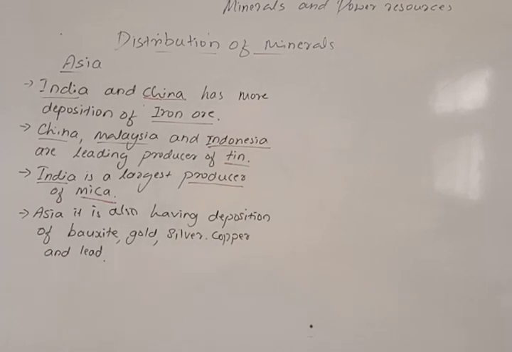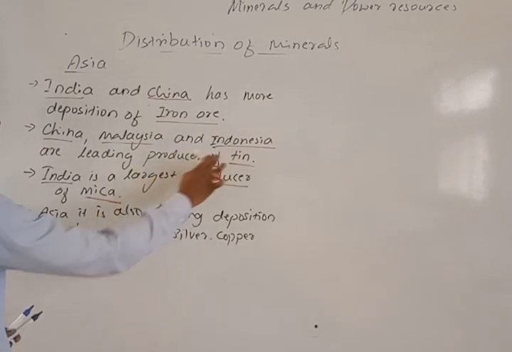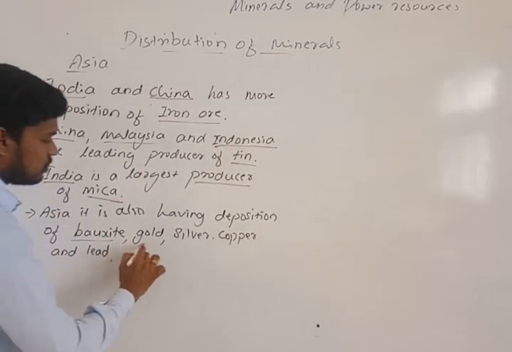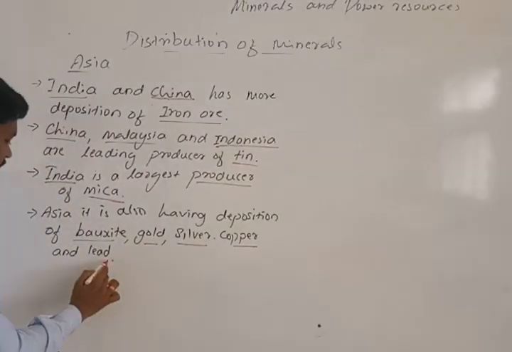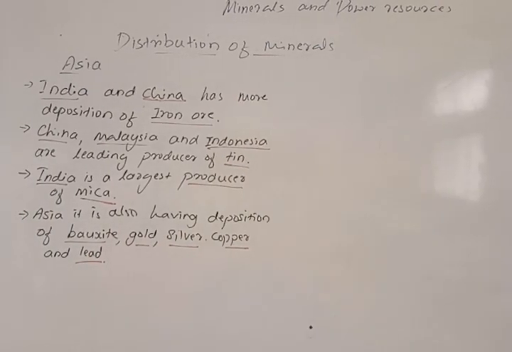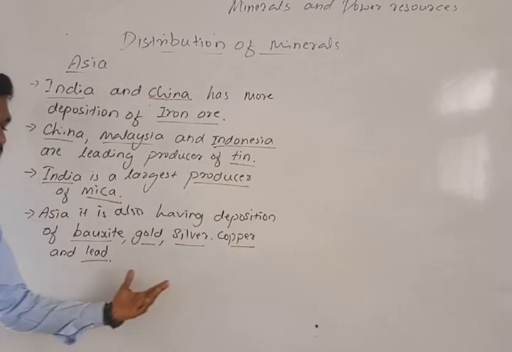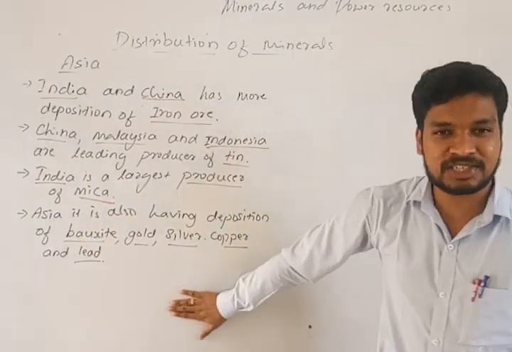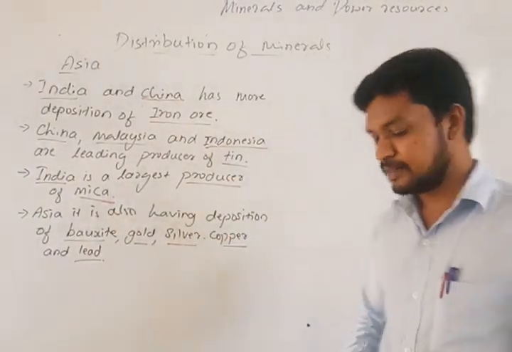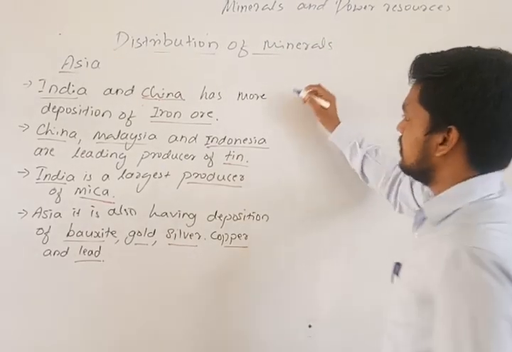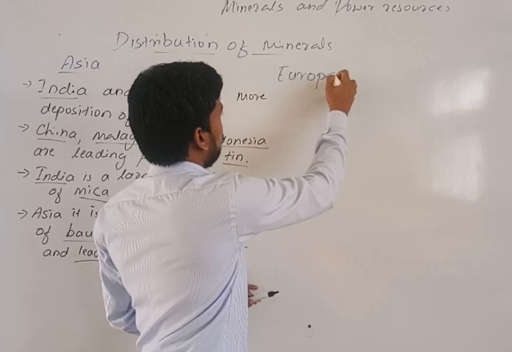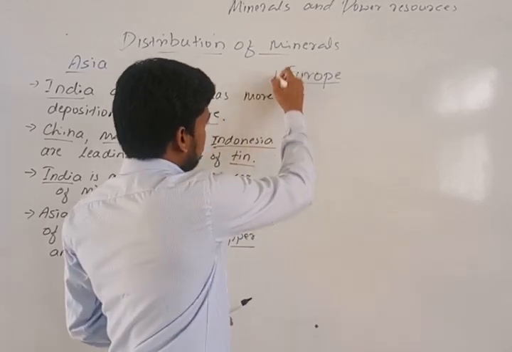So along with this, all the important minerals in Asia are iron ore, tin and mica, bauxite, gold and silver, copper, and lead. These are the important minerals. Apart from this, we have many other minerals, but these have more deposition in the Asian continent. Right, then we will discuss the next important continent. It's about Europe.